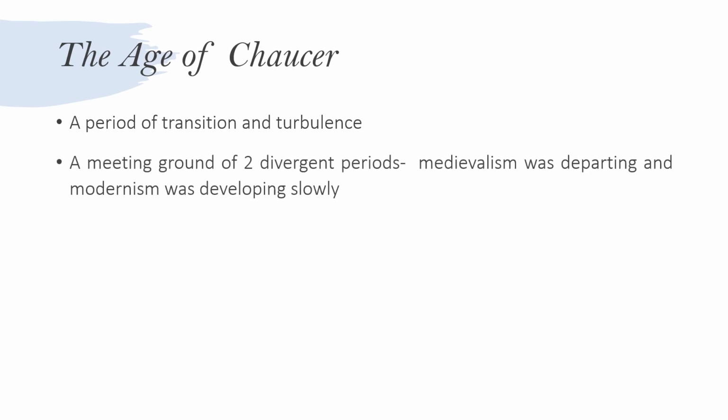And this period was a meeting ground of two divergent periods. The medievalism was departing and modernism was developing slowly. So whenever one period gives way to another, there will be a period of transition, where both the characteristics of the preceding age and the succeeding age exist together. Such periods are usually called transition ages or transition periods. So this was the meeting ground. The Age of Chaucer was the meeting ground for the two divergent periods, medievalism and modernism.